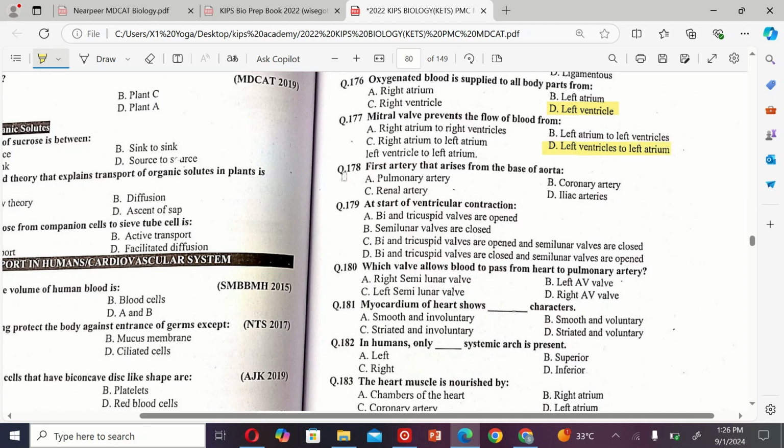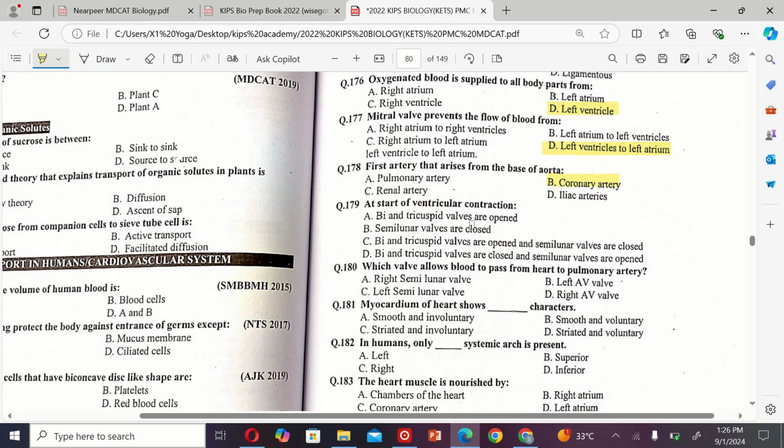The next MCQ is: the first artery that arises from the base of the aorta. A. Pulmonary artery, B. Coronary artery, C. Renal artery, and D. Iliac artery. So the correct option is B. Coronary artery.